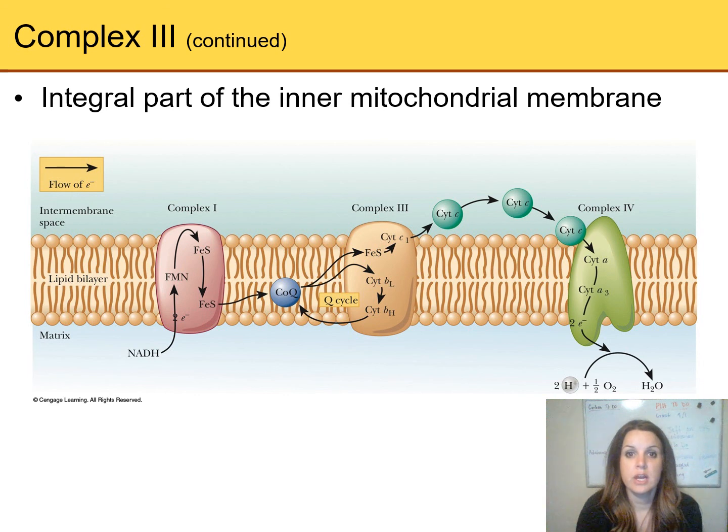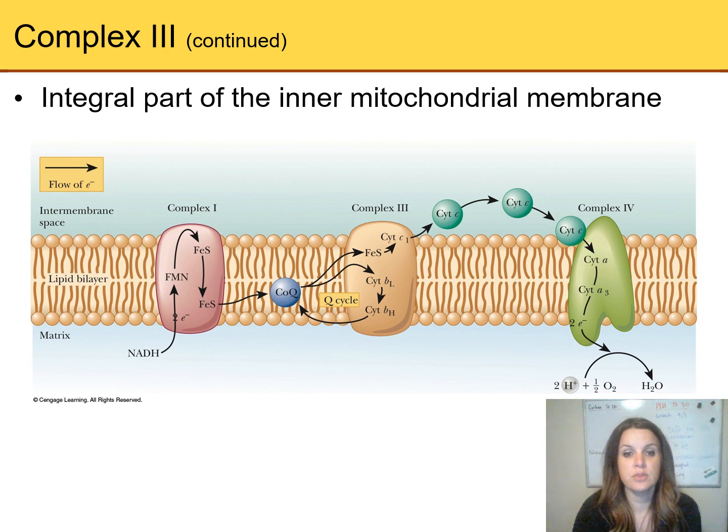You can see complex 3 pictured here right in the center, but you also see complex 1 and complex 4. They're not showing complex 2, even though it is also an integral part of the inner mitochondrial membrane. It's just not involved in proton pumping, whereas the other three are involved in proton pumping. What's interesting about complex 3 is that it contains two B-type cytochromes, which are involved in the Q cycle, which I'm going to talk about in just a second.